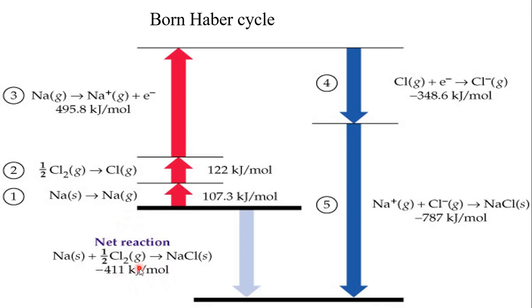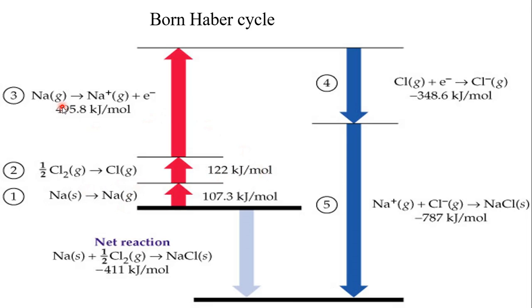But if the same change is carried out in a stepwise manner, in the first step, solid sodium is converted into sodium gas. That means it is a sublimation reaction. Solid is converted into gas. So the heat of sublimation is 107.3 kilojoules. It is positive. Then in the second step, the chlorine molecule is converted into chlorine atoms in a gaseous state. This is also an endothermic reaction, and the enthalpy change is 122 kilojoules per mole.